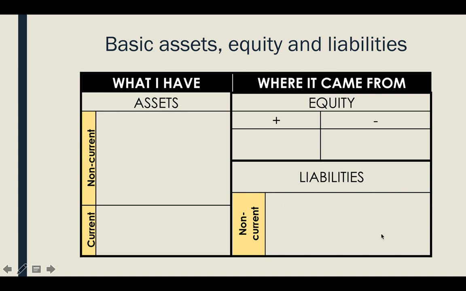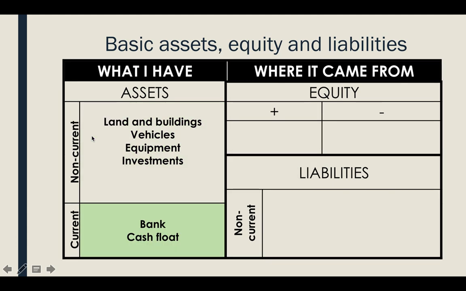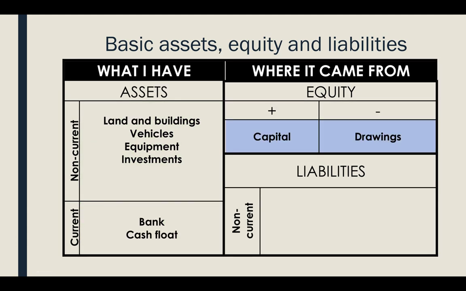My liabilities, when we were looking at a loan, we just had our non-current, but in actual fact, you would also be able to have current liabilities if, for example, it was your suppliers that you owe money back to in the short term. So your non-current assets were our land and buildings, vehicles, equipment, investments. Current assets would have been bank and cash float.